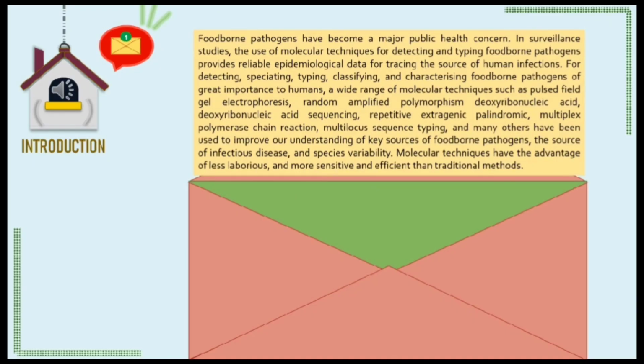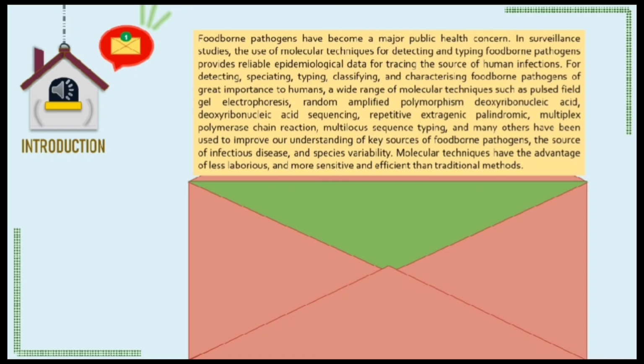Foodborne pathogens have become a major public health concern. In several studies, the use of molecular techniques for detecting and typing foodborne pathogens provides reliable epidemiological data for tracing the source of human infections, and for detecting, speciating, typing, classifying, and characterizing foodborne pathogens of great importance to humans.